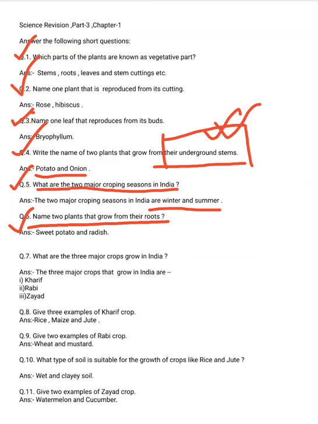Next question 6. Name two plants that grow from their roots. Yes, sweet potato and radish. These are examples of plants that are grown from the roots.